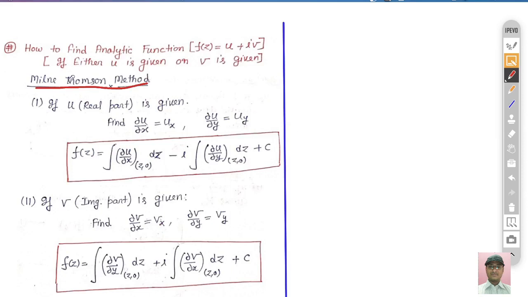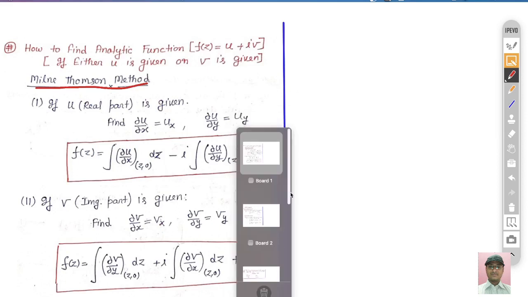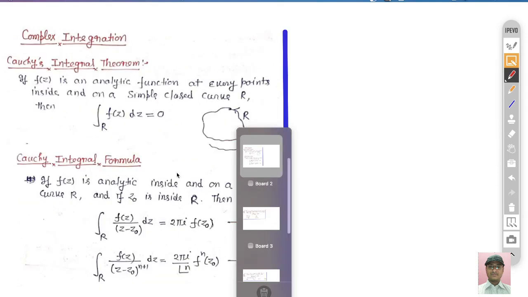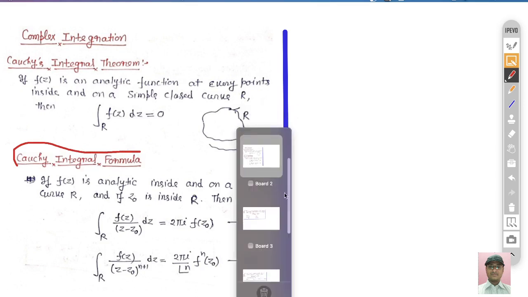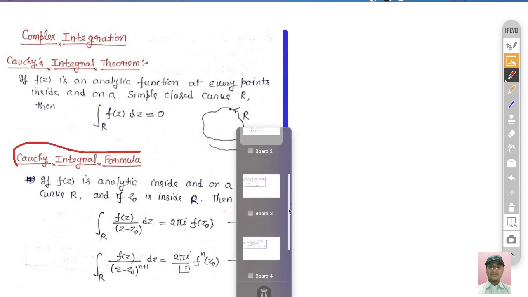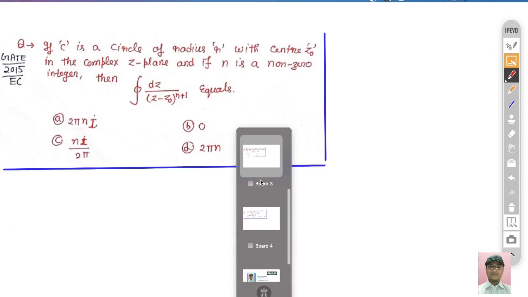So first we see what is Milne-Thomson theorem, and the second topic which is very important from the GATE point of view, that is the complex integration. In this complex integration, basically the important formula is this one, Cauchy integral formula, right? There are two cases. I will discuss these two cases, and then we see the GATE problem, right?